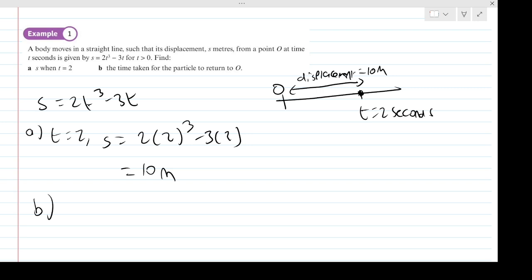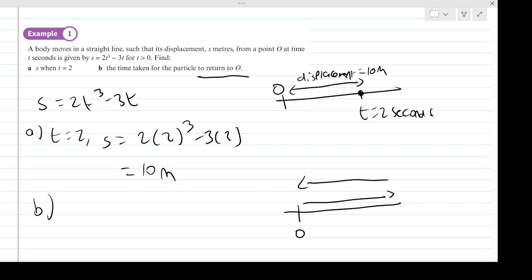Then part B, it wants the time taken for the particle to return to O. Now again, if I use that diagram again, my starting point is O, and the particle is moving backwards and forwards away from the starting point. So it wants the time taken when it returns to O. So let's say it goes forward and then it goes backwards and then it returns back to O.